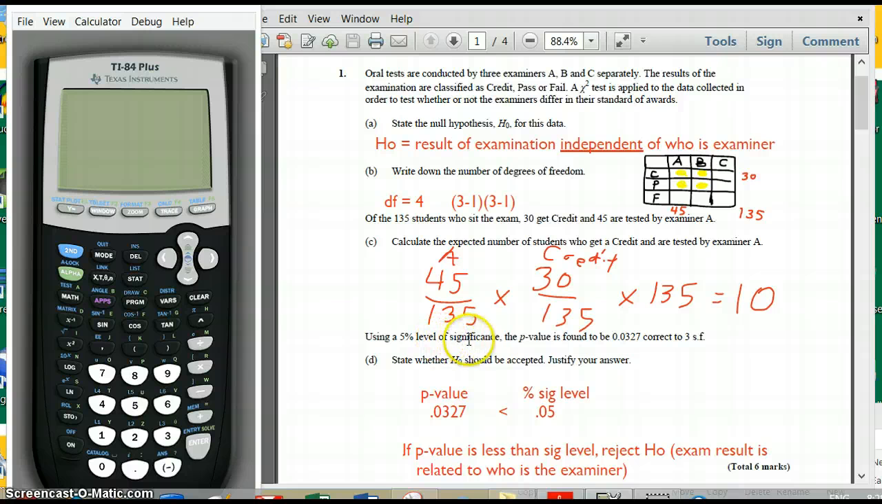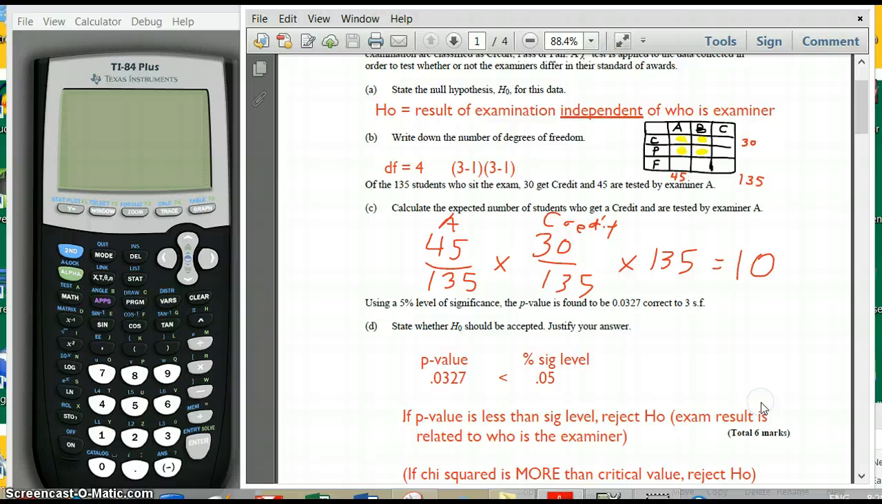Using a 5% level of significance, the p-value is found to be 0.0327, correct to 3 significant figures. State whether the null hypothesis should be accepted. Justify your answer. Okay, so we have a p-value that is less than the level of significance, which is 5%. Remember, 5% is 0.05, it's not 0.5. So the p-value is still less than 0.05. When the p-value is less than the significance level, then we reject the null hypothesis.